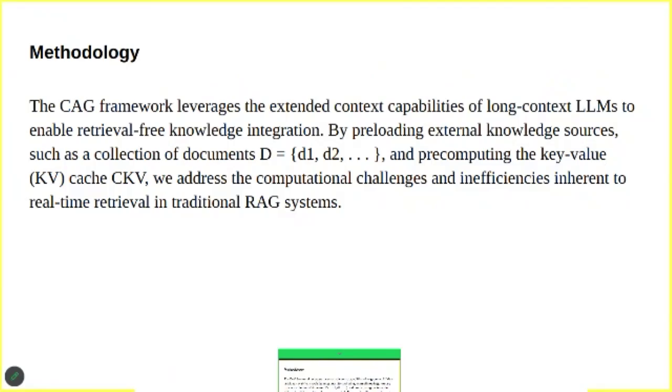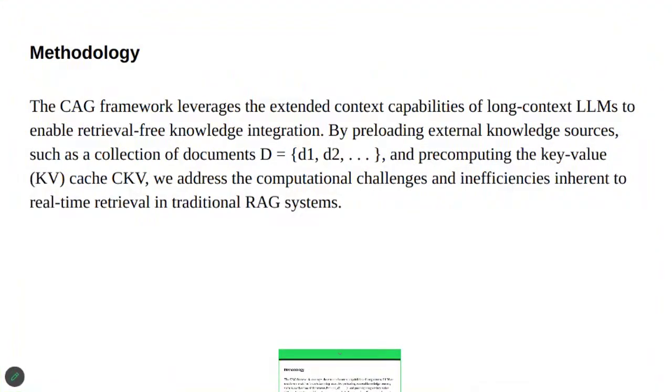And then pre-computing the key value cache, which is the CKV. The CKV is computed from the documents, D1 and D2. So that's where we compute the CKV. So we address the computational challenges and inefficiencies inherent to real-time retrieval in traditional RAG systems.